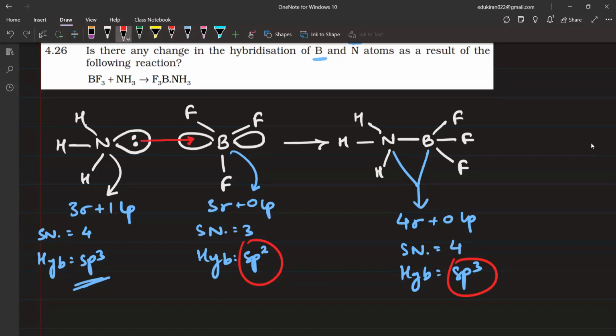Okay. So this is a coordinate bond, and we write coordinate covalent bond because obviously sharing of electrons is taking place. Coordinate covalent bond.